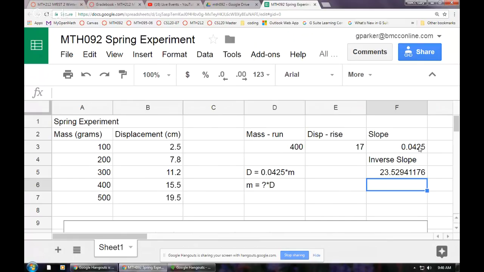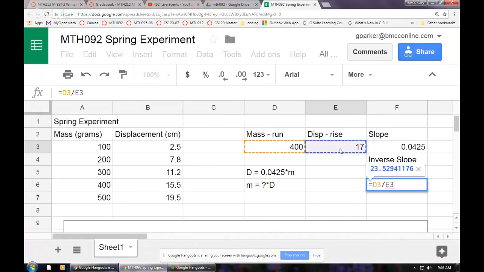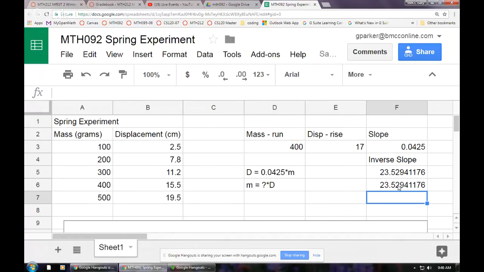23.53-ish. Just to double check that, if I take 400 and divide by 17, that's going to be that same number right there. So that's my inverse slope. So here in my formula, I'm going to call it, for example, how about 23.53?